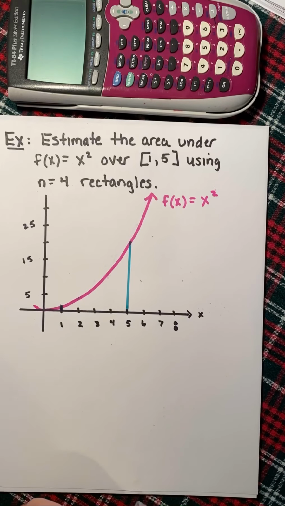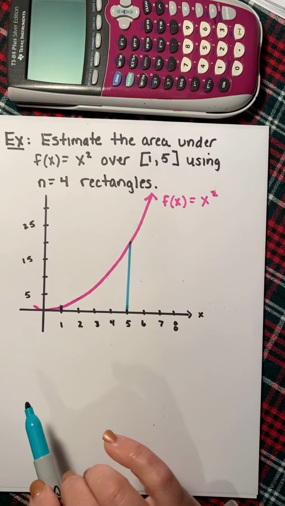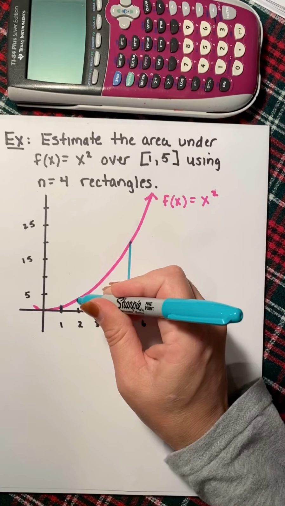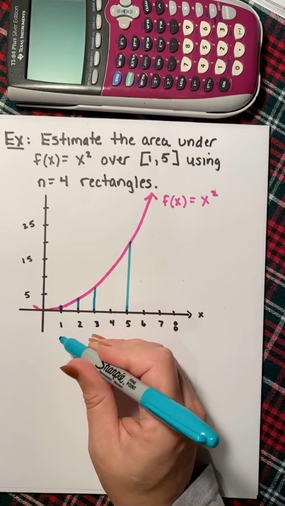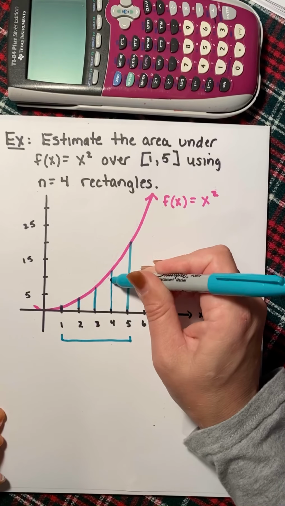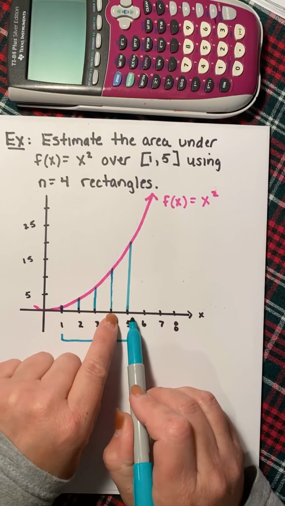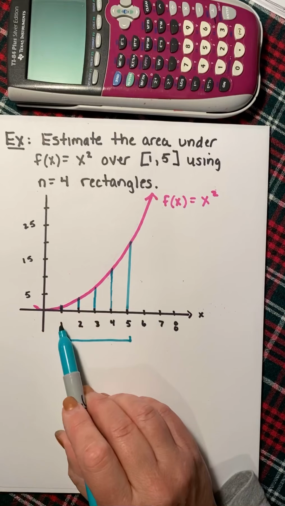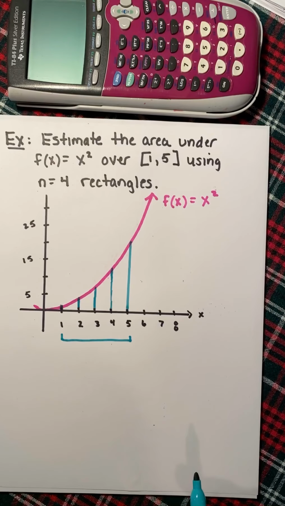It says to use 4 rectangles. Now I chose 4 accordingly so that when we divide the interval from 1 to 5 up into 4 intervals, each of the bases of my rectangles will be of width 1. So I'm going to break this up into 4 subintervals. So we're looking at the area from 1 to 5. If I use width 1 as the base of each of my rectangles, I will have them at perfect increments of the integers. All right, so we're going to use 4 rectangles.